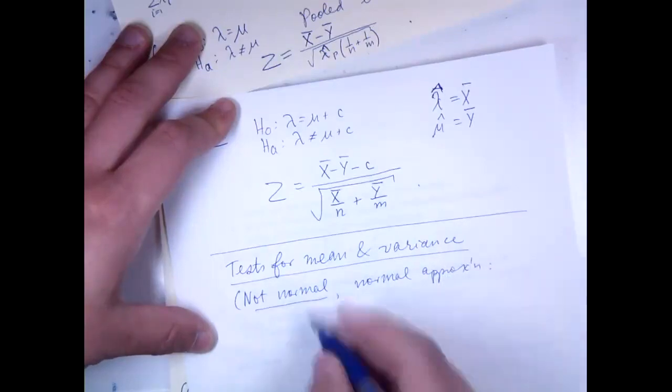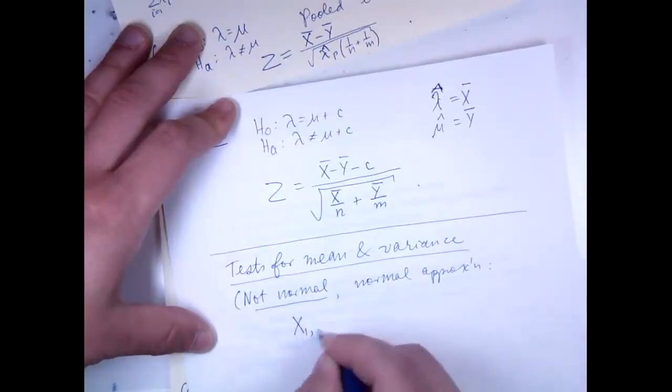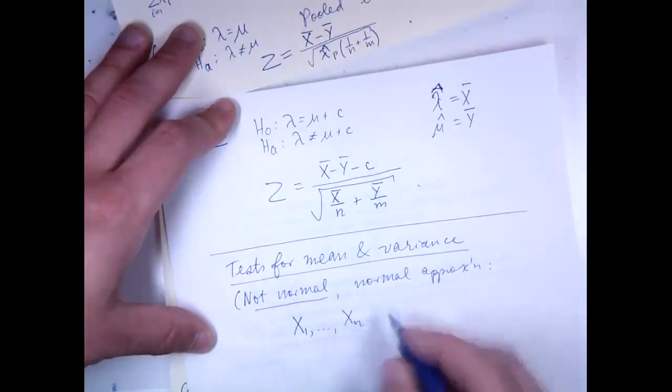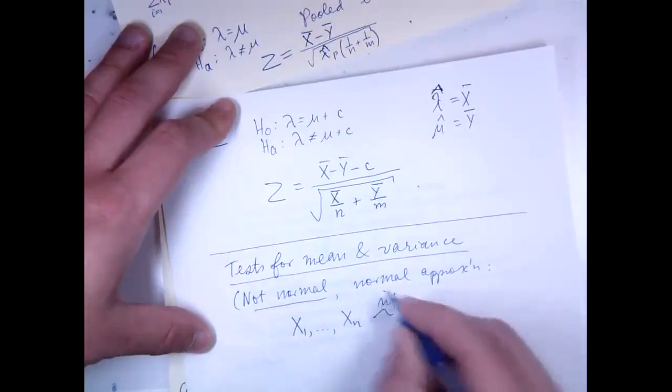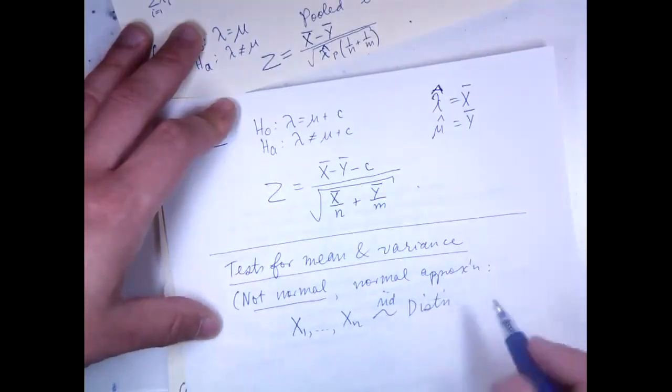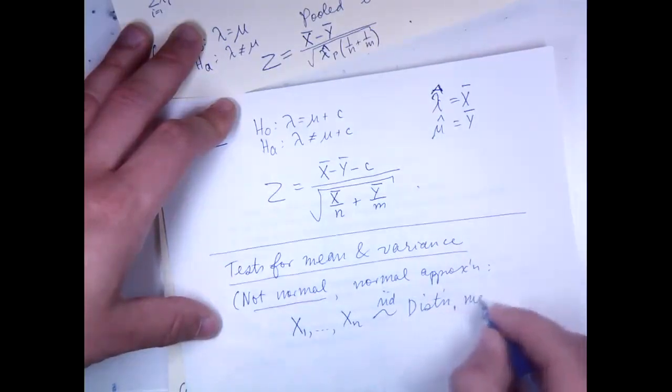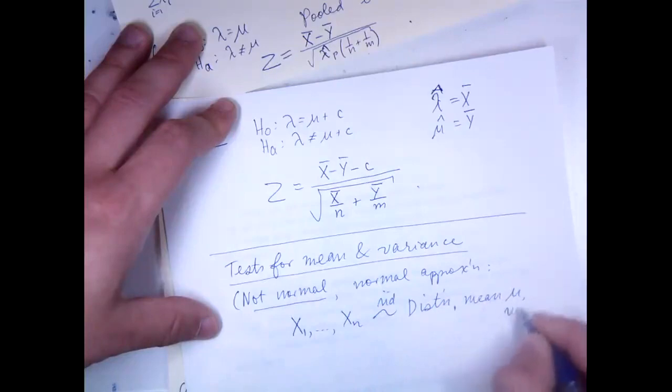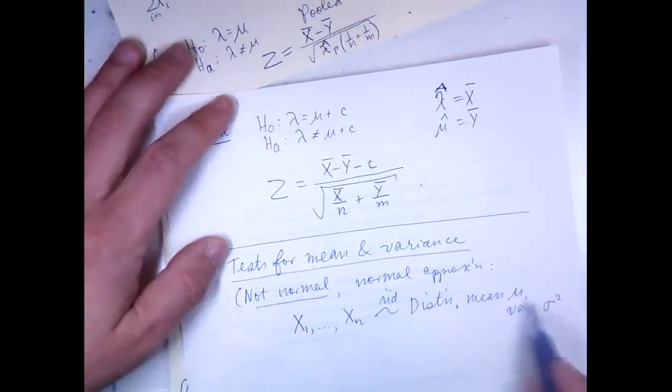The normal approximation is if you have x1 up to xn that are IID from some distribution. We don't know what it is. Mean mu and variance sigma squared. Now you do have to assume that it actually has a mean and a variance, because of course if there's no mean and no variance, even the central limit theorem doesn't apply.